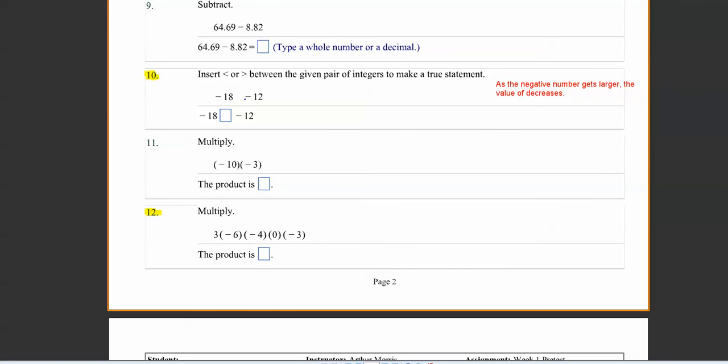Okay. Insert a less than or greater than symbol between the given pair of integers. All right. Now we must remember that as a negative number gets larger, the value of the number decreases. So negative 18 compared to negative 12, negative 18 will be less than negative 12. The small point of the inequality should be facing the number that's smaller. So that will be the symbol to represent less than.